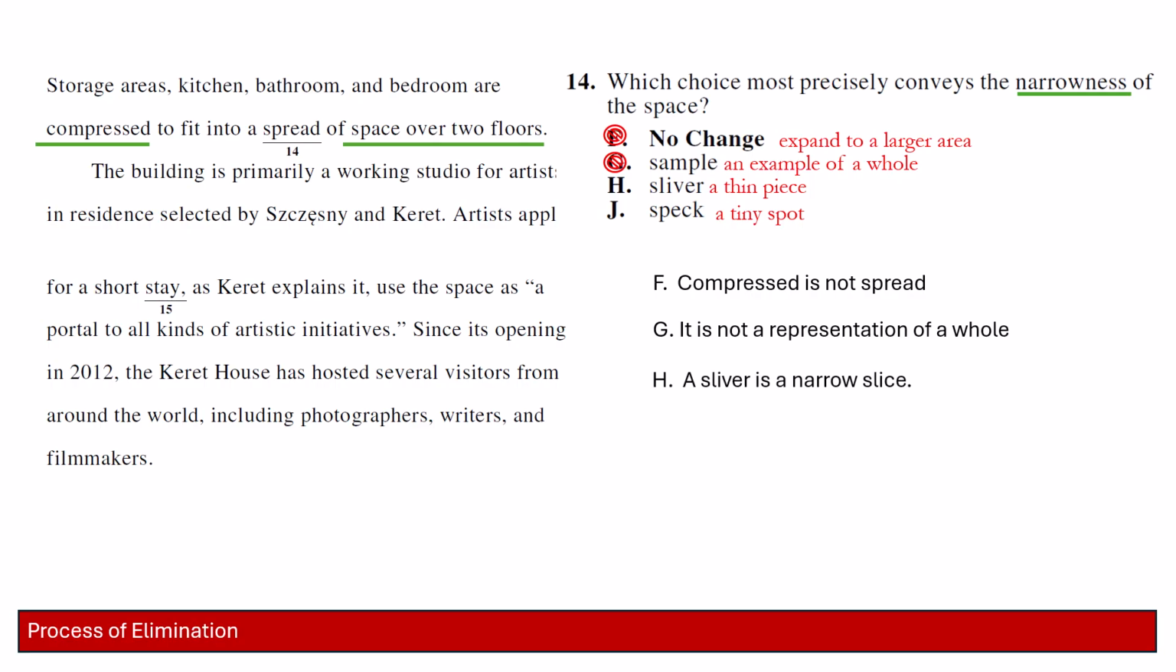A sliver is a narrow slice, like we suspected, so H is probably the correct answer. And 2 floors aren't a speck, right? Expanding out is not a tiny speck, so your answer has to be H. But that's the process for how to do word choice questions.